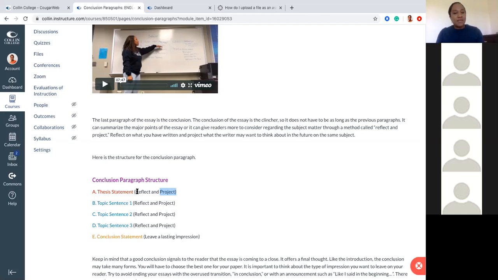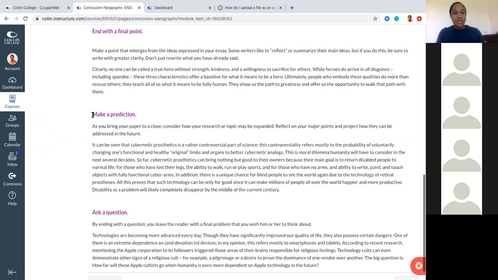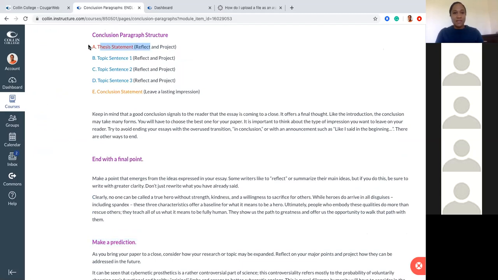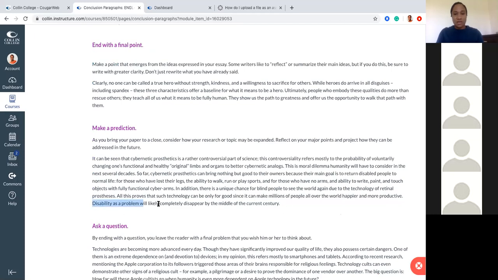I've seen students take the reflect part of this and do it in the first part of the conclusion paragraph. And I've seen students end with their thesis projection, okay? And we see that here when it says make a prediction. This is a clever way to do reflect and project. So you can reflect in this sentence and you can project as the final sentence of your conclusion paragraph. I keep wanting to say body paragraph, of your conclusion paragraph, okay? So making a prediction really works in this way.